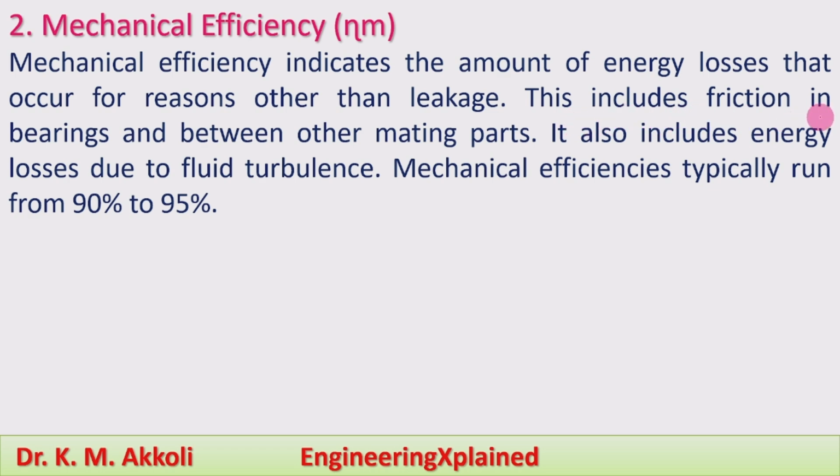This includes friction in bearings and between the other mating parts. It also includes energy losses due to the turbulence of the fluid inside the pump, and the losses taking place due to that are also considered. Mechanical efficiencies typically run from 90 to 95%. This is for all the pumps, whether gear, vane, or piston pumps. It may vary from 90% to 95%.